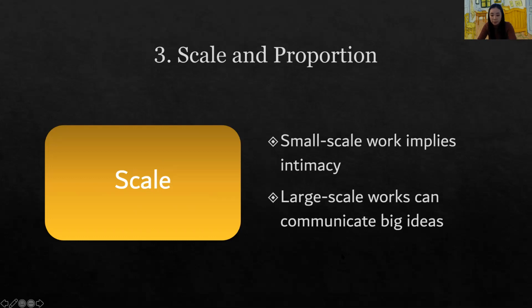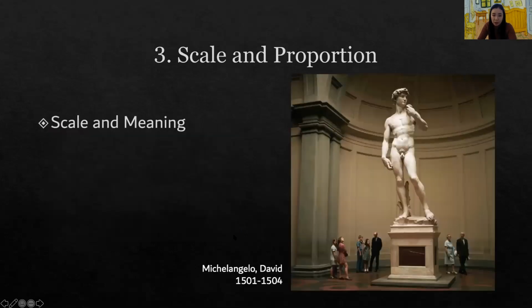So let me show you an example of the use of large scale. So this is the David statue, 1501 to 1504, by Michelangelo. He was one of the Renaissance masters, and he was a rival of Leonardo da Vinci. This is a biblical episode, and Michelangelo depicted David in his victory after a battle with Goliath. So Michelangelo's David looks like a hero and grandeur.